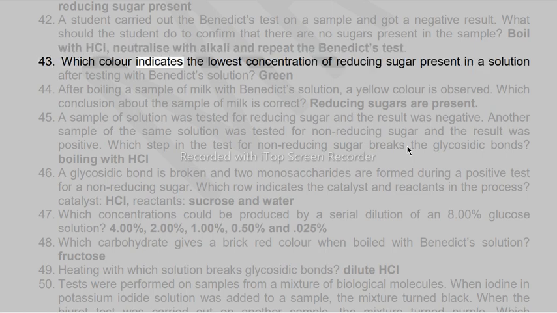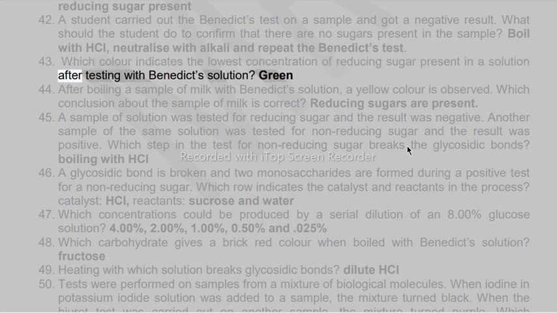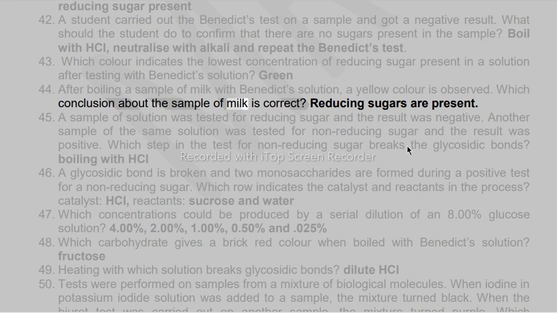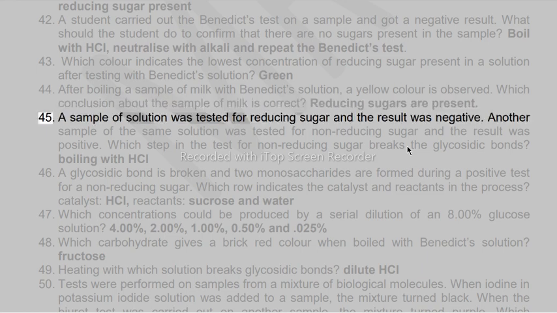43. Which color indicates the lowest concentration of reducing sugar present in a solution after testing with Benedict's solution? Green. 44. After boiling a sample of milk with Benedict's solution, a yellow color is observed. Which conclusion about the sample of milk is correct? Reducing sugars are present.